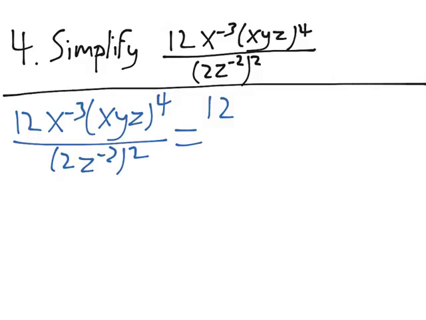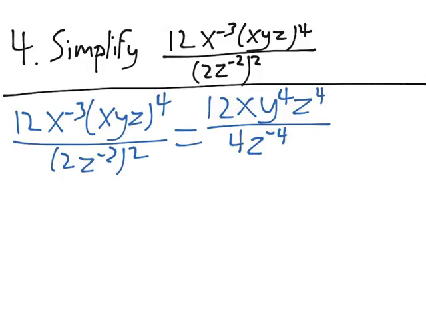So if we multiply those together, we'll get x to the minus 3 plus 4, which is x to the 1, just x. And then the xyz to the 4th term will also give us a y to the 4th and z to the 4th term. So that simplifies the numerator. Now let's look at the denominator. We have 2z to the minus 2, all squared. So that means we're going to square 2 to get 4, and square z to the minus 2, which means that we multiply the exponents and get z to the minus 2 times 2, which is minus 4.